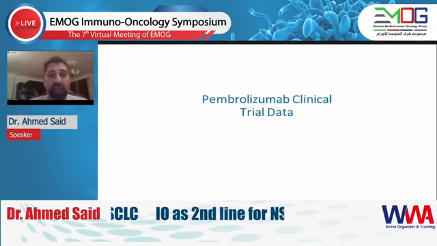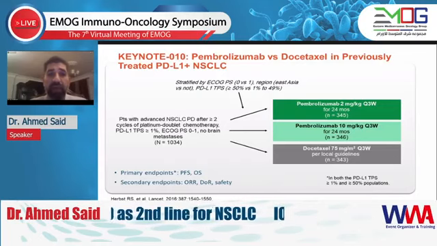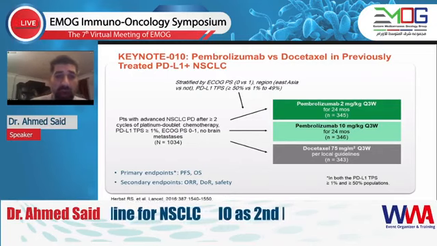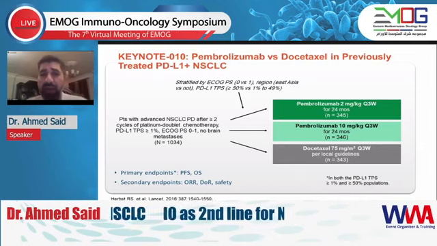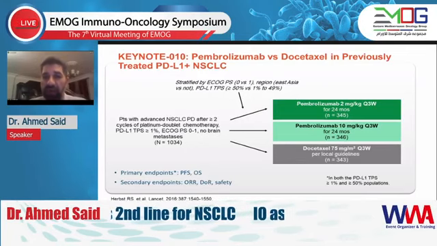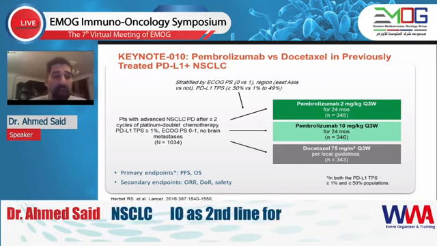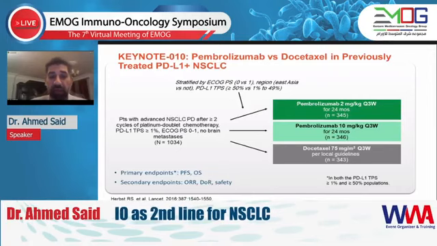And coming to the second molecule, pembrolizumab, we have the KEYNOTE-010 randomized trial of pembrolizumab versus docetaxel in the second-line setting of non-small cell lung cancer. For all histologies, we have 2 doses of pembrolizumab, 2 milligram per kg every 3 weeks and 10 milligram per kg every 3 weeks for 24 months, and docetaxel 75 milligram per meter square every 3 weeks until disease progression. The primary endpoints were progression-free and overall survival, and secondary endpoints were overall response, duration of response, and safety.